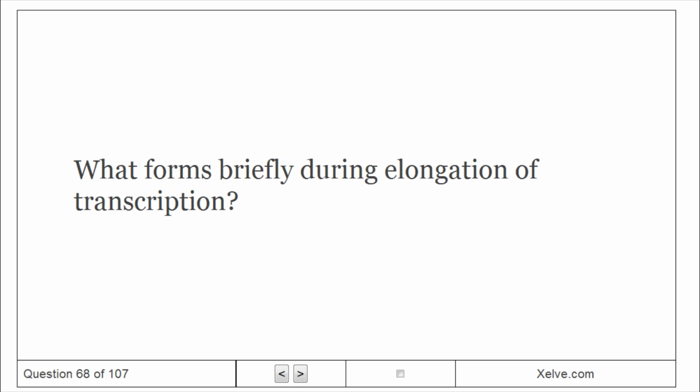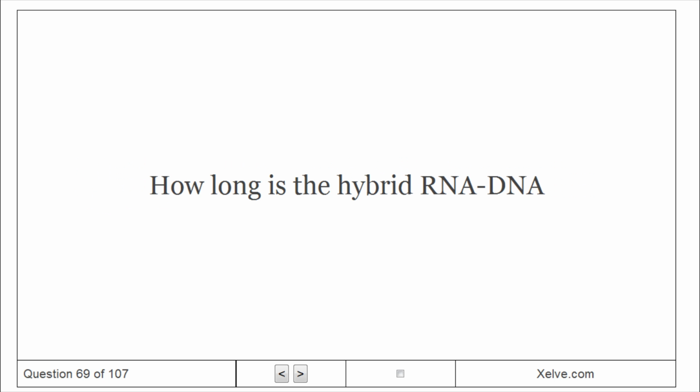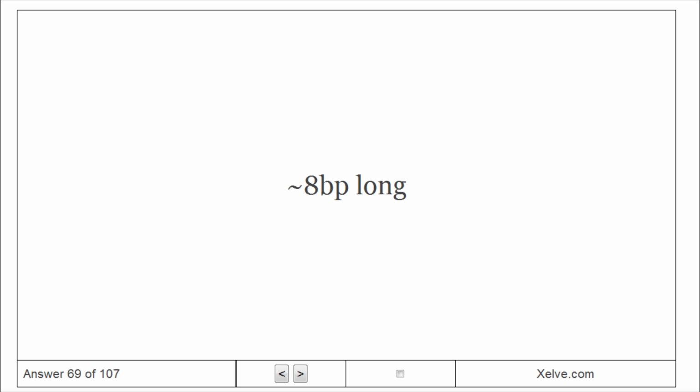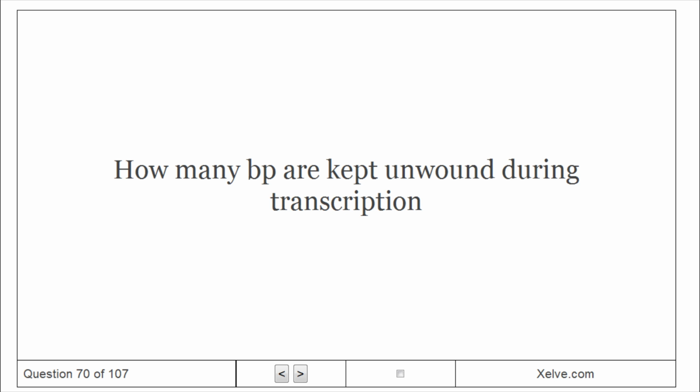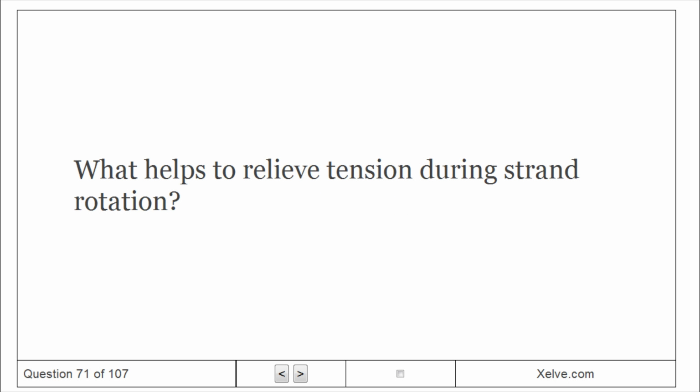What forms briefly during elongation of transcription? Hybrid RNA-DNA double helix, transcription bubble. How long is the hybrid RNA-DNA? 8 BP long. How many BP are kept unwound during transcription? 17 BP. What helps to relieve tension during strand rotation?